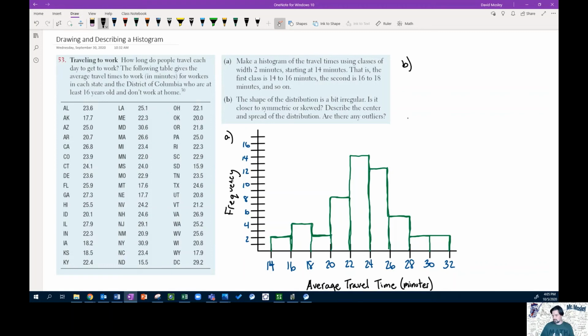All right, the center is probably right around here, 22, 23, 24, and the spread is from 14 to 32. More specifically, because we have the data and we sorted it on our calculator, we know that the range goes from 15.5 to 30.9 minutes. And there don't appear to be any outliers. Everything seems to fit within the pattern. So we just need to write this down.